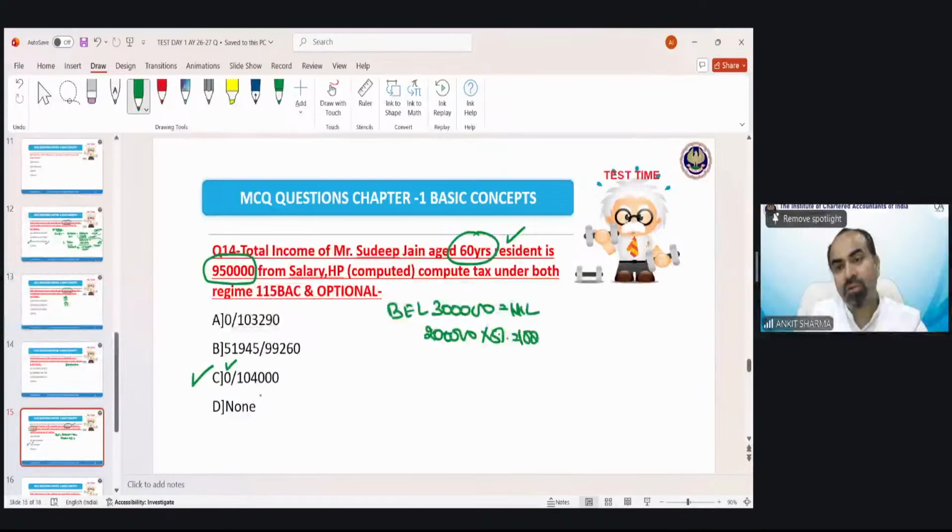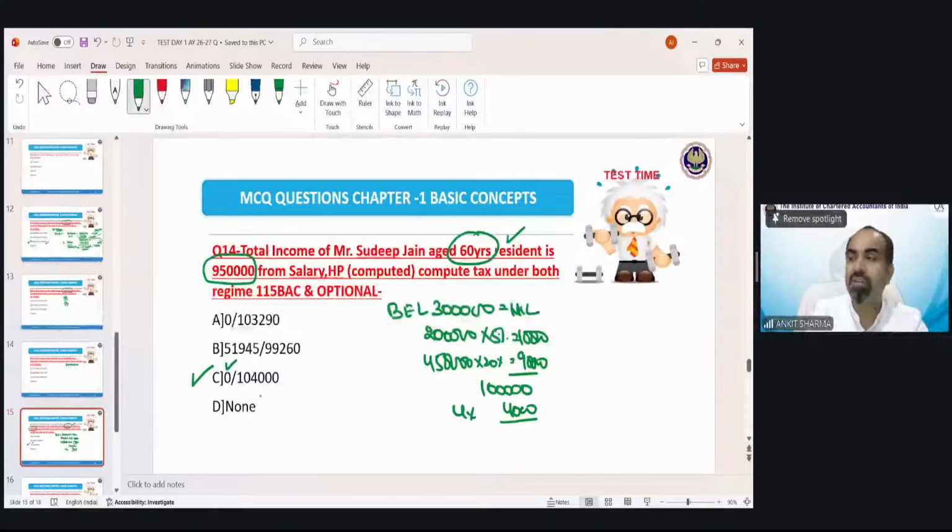The balance 2 lakh rupees up to 5 lakh, the rate would be 5%. That means 10,000. So remaining is 4 lakh 50,000. And the rate would be 20%. That means 90,000. So total tax would be 1 lakh rupees. No surcharge applicable, no rebate because income exceeds 5 lakh. So 4% cess, that would be 4,000. So the correct answer would be 1 lakh 4,000.